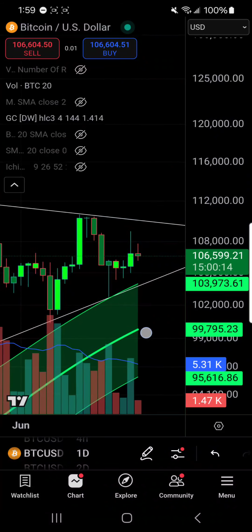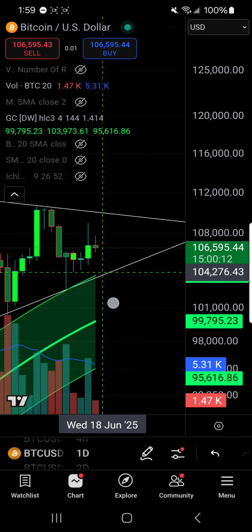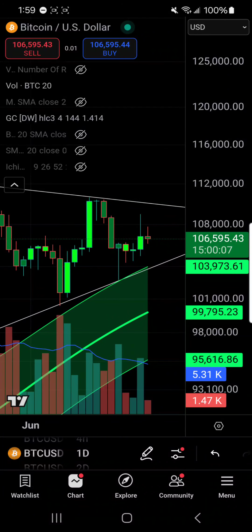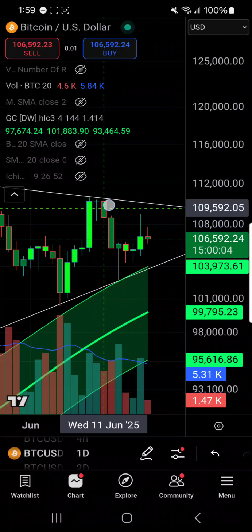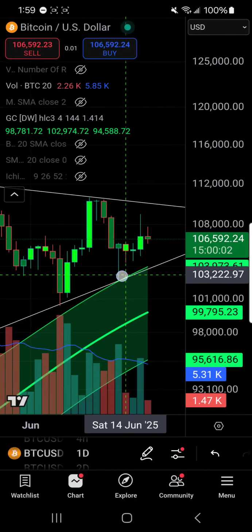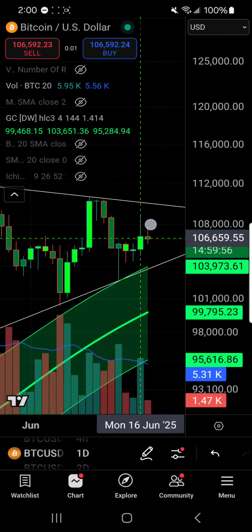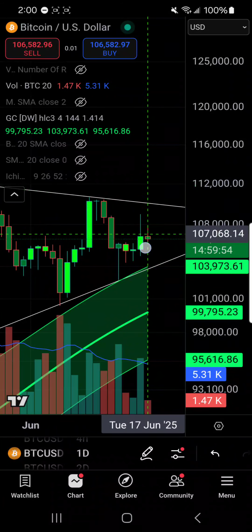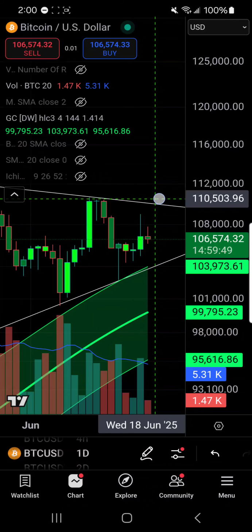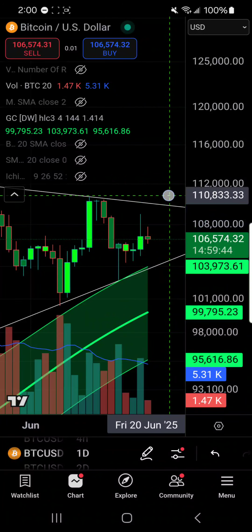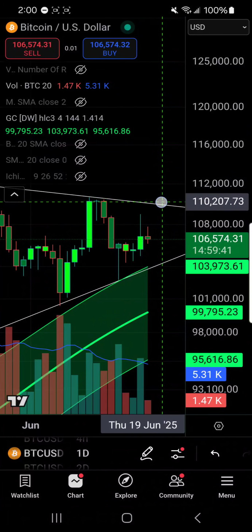We don't even have to come back down and retest the Gaussian channel. We've done our A, B, C correction already right here. And we are currently, could very well be starting this leg 3, wave 3, whatever you want to call it. And we could very well break out at any minute now, to the upside, out the top of this channel.